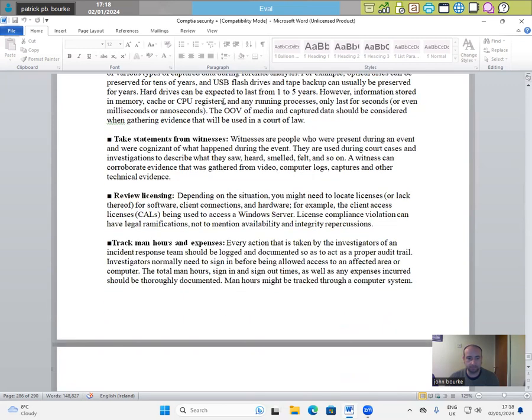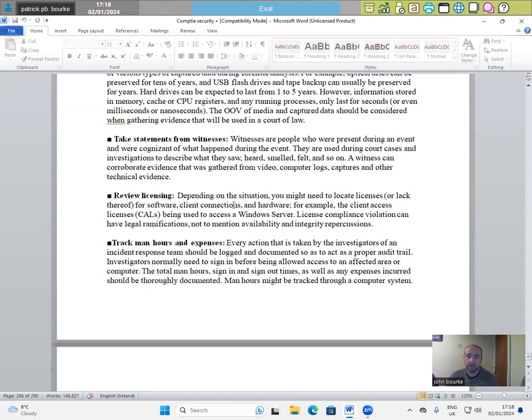The OOV of media and captured data should be considered when gathering evidence that will be used in a court of law. Take statements from witnesses. Witnesses are people who were present during an event and were cognizant of what happened during the event. They are used during court cases and investigations, and can describe what they saw, heard, smelled, felt, and so on. A witness can corroborate evidence that was gathered from video, computer logs, captures, and other technical evidence.